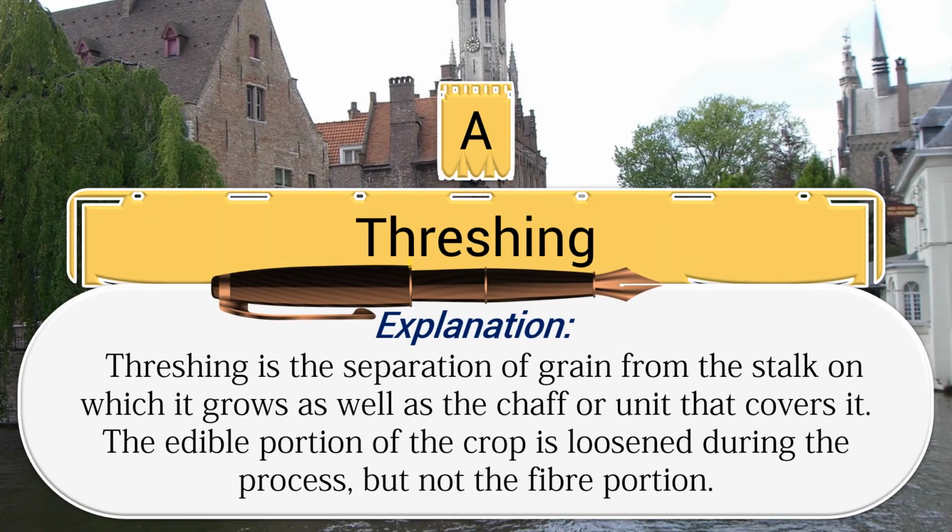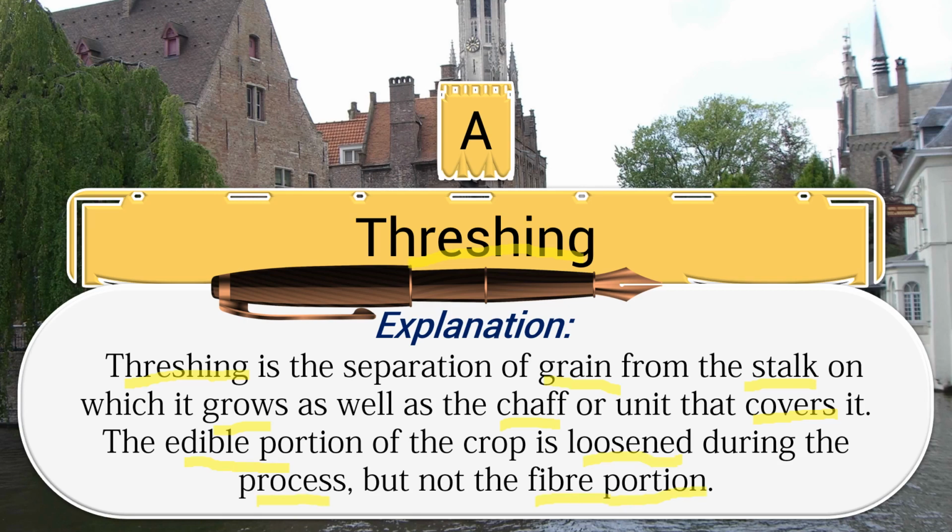The answer is threshing. Threshing is the separation of grains from the stalk on which it grows, as well as the chaff or units that cover it. The edible portion of the crop is loosened during the process, but not the fiber portion.